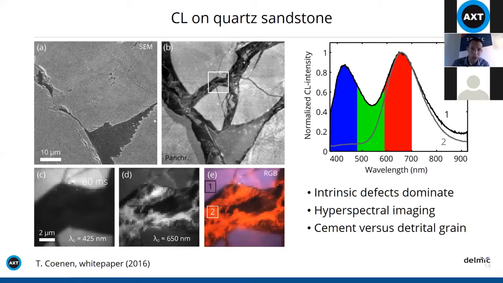So why is this relevant? First of all, you can visualize the cement, and you can also quantify how much cement there is and how much cement has filled up the pore space, something relevant for the oil and gas industry. But you can also try to establish the timing of geological events. So when did the cement come in?